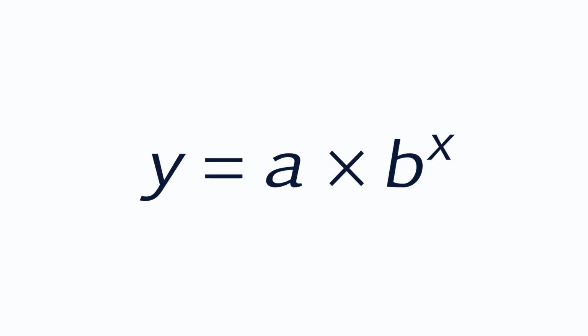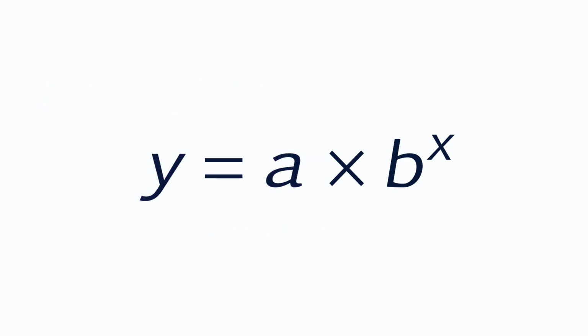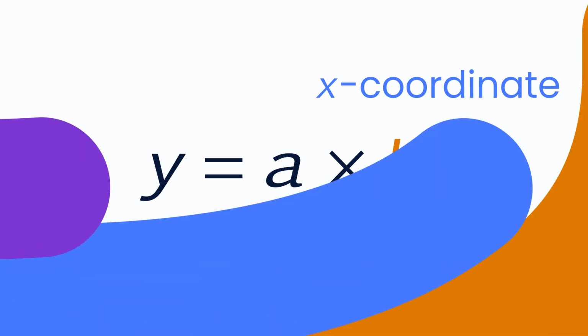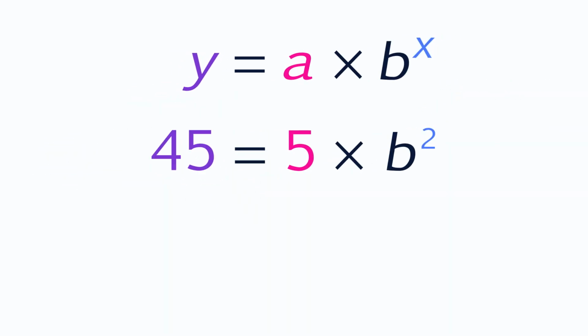Let's remind ourselves what the different variables mean. Here, y is the y-coordinate of your point. A is the coefficient. B is the base you're looking for, and x is the x-coordinate of your point. In this example, y equals 45, a equals 5, and x is 2. Inserting these values into the equation, you get 45 equals 5 times b squared.